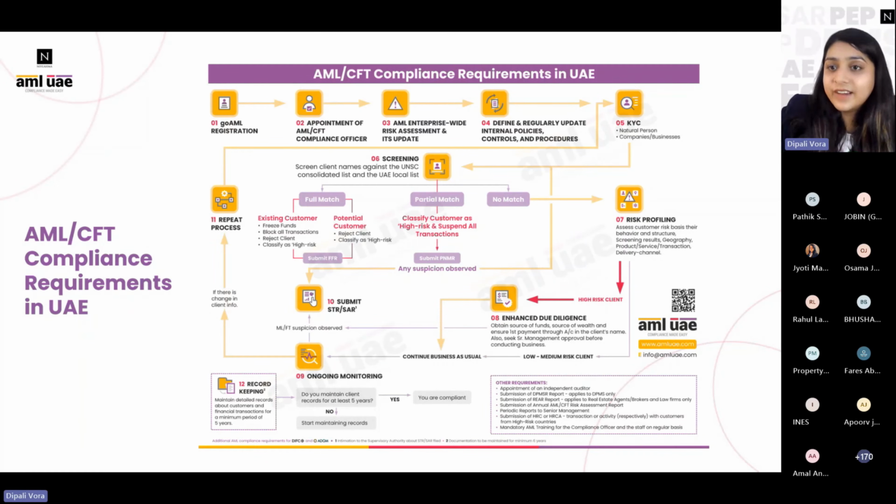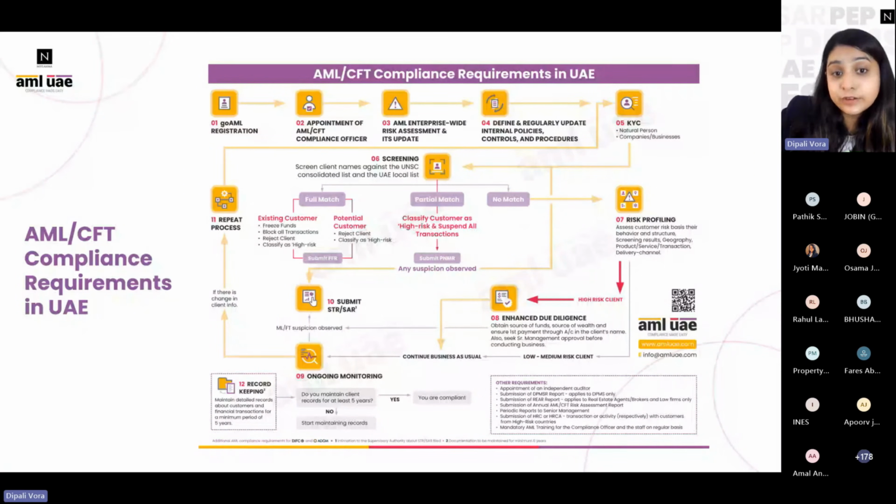Once we have got the KYC details, we would be in a position to screen them against the UNSC Consolidated List and the UAE Local Terrorist List. These two lists are mandatory in UAE. One cannot associate with a person or an organization whose name is in these two sanction lists. So when you screen a person, there are three options: full match, partial match, or no match at all.